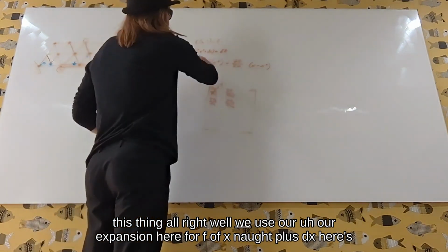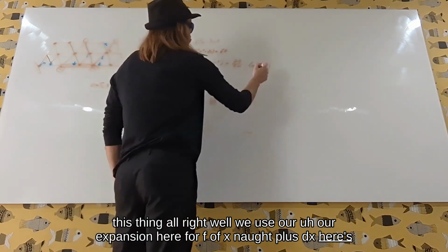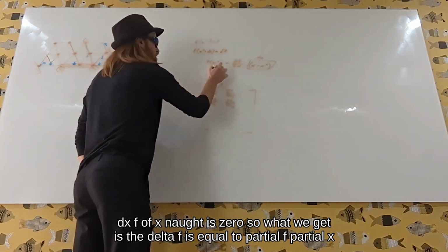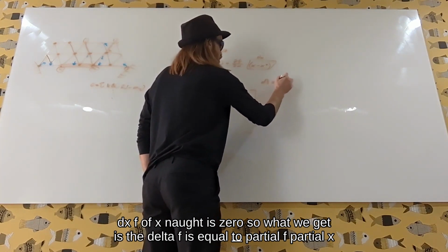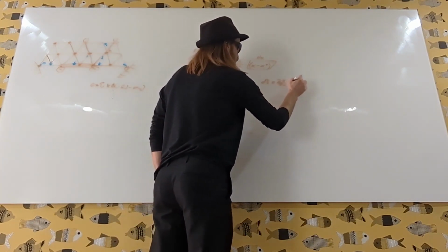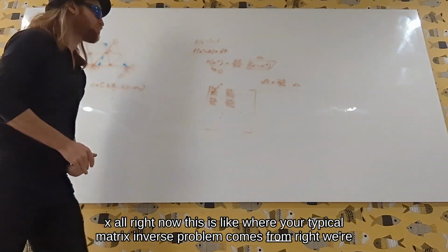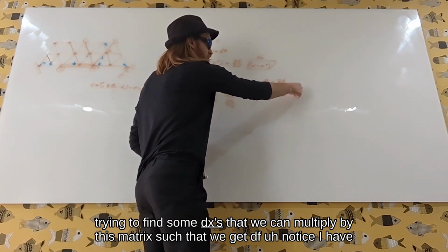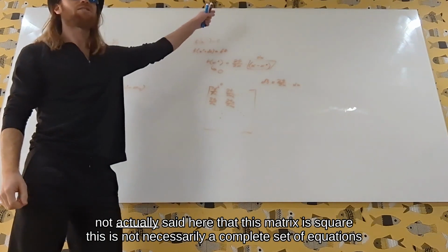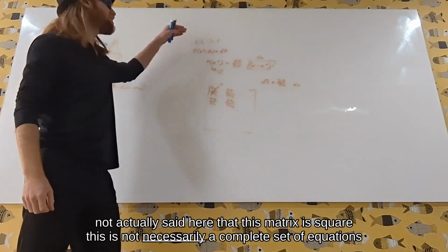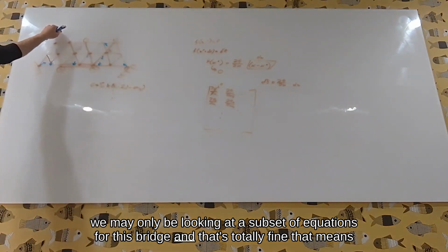All right, well, we use our expansion here for f of x naught plus dx. Here's dx. f of x naught is 0. So what we get is delta f is equal to partial f partial x dx. Now this is where your typical matrix inverse problem comes from, right? We're trying to find some dx's that we can multiply by this matrix such that we get df. Notice I have not actually said here that this matrix is square. This is not necessarily a complete set of equations. We may only be looking at a subset of equations for this bridge, and that's totally fine.